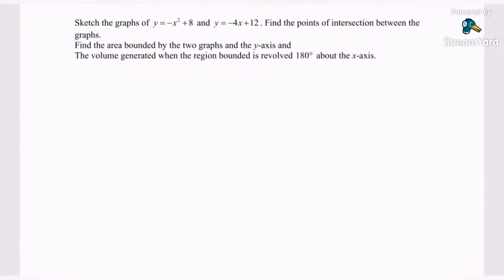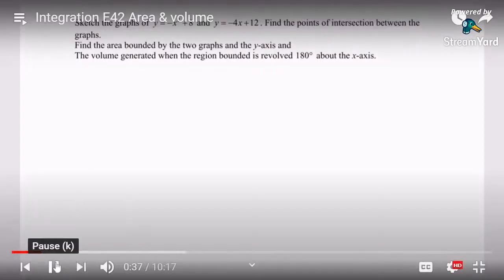Sketch the graph of y equals negative x squared plus 8 and y equals negative 4x plus 12. Find the points of intersection between the graphs. So now I'm going to find the points of intersection between the graphs. So dengar, dia cakap apa? Find the points of intersection between the graphs.